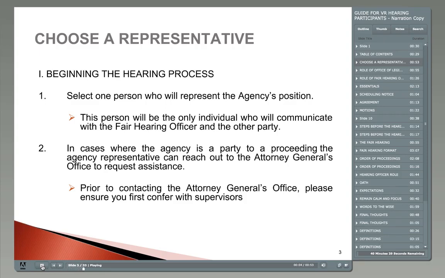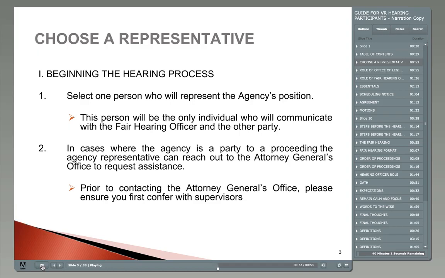So the first step is really to choose a representative. So the agency will select one person that will represent the agency's position. That person will be the only individual who will communicate with the fair hearing officer and the other party. So in other words, each party has a representative, if you will, that is going to be the point person in the process.